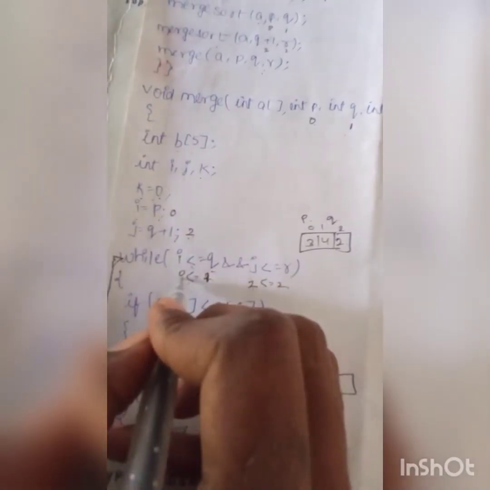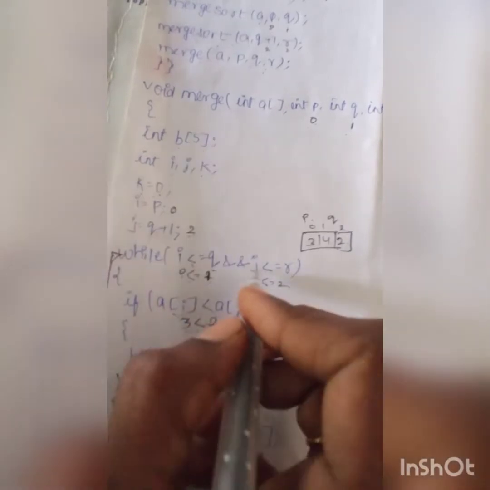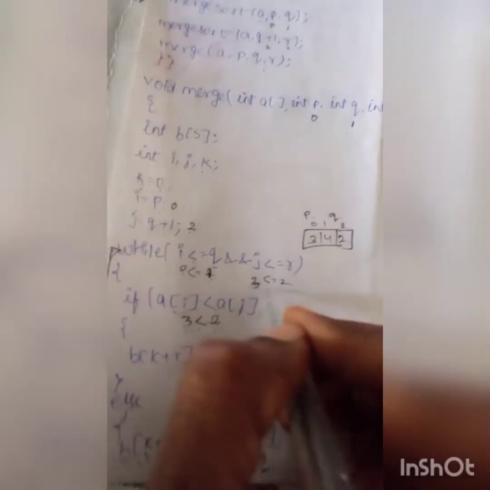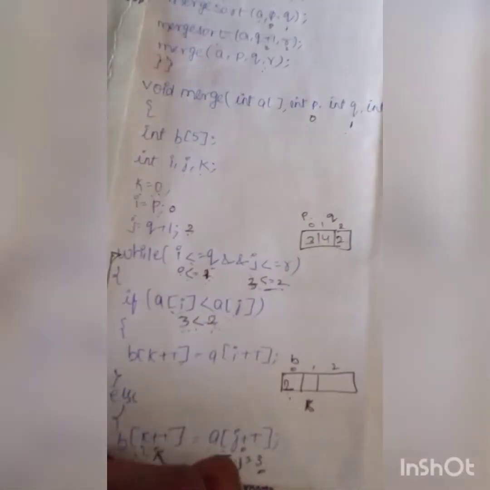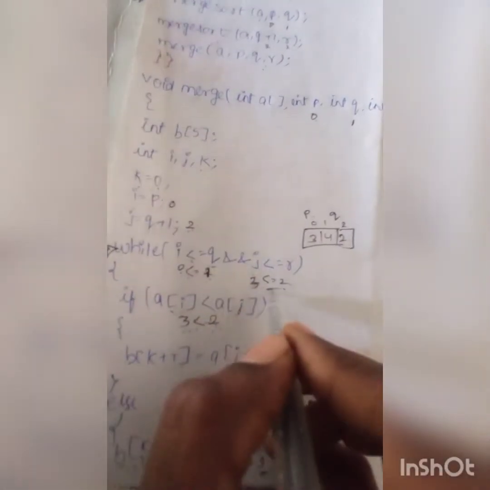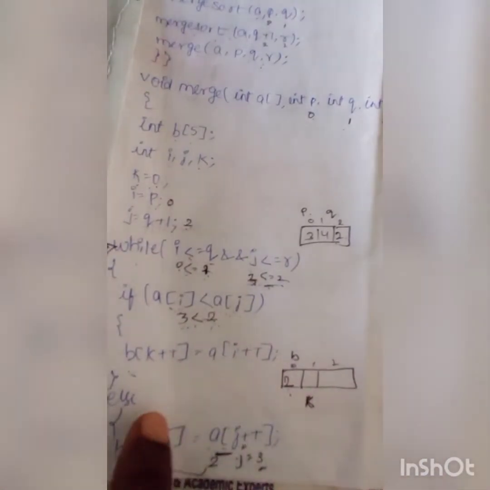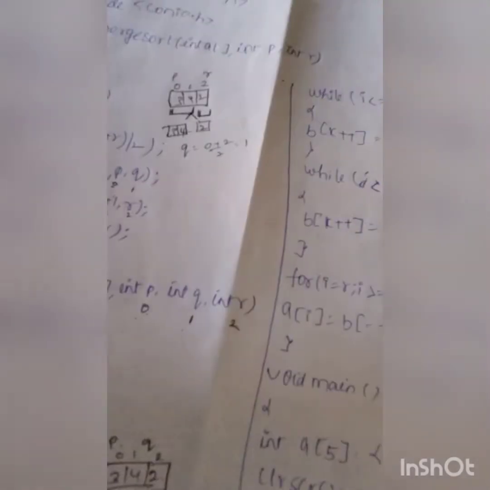Now still i is 0, q is 1 and j is 3. So j is 3, is 3 less than or equal to 2? Is the condition true? No. If the condition is not true, control will never enter the while loop. It goes out of the while loop, right? So what do you have out of the while loop?